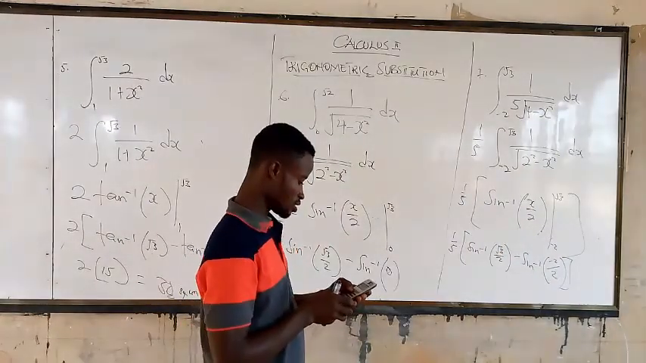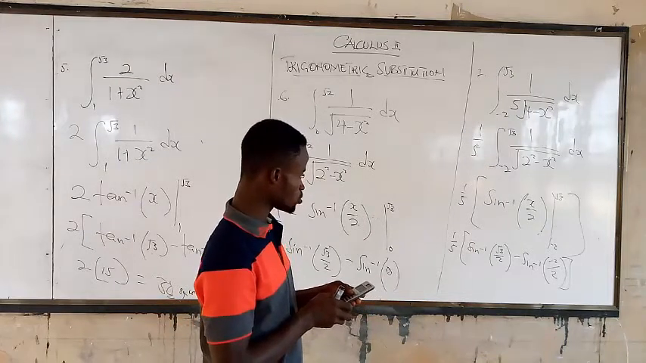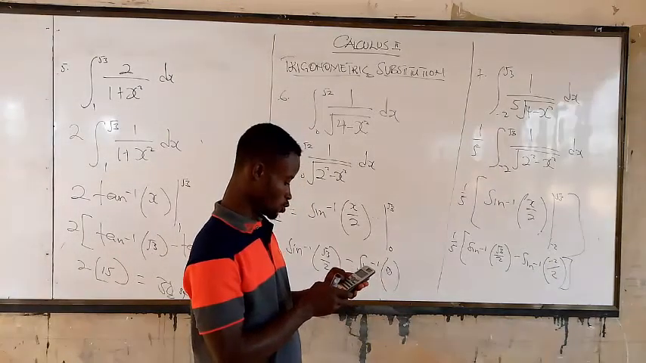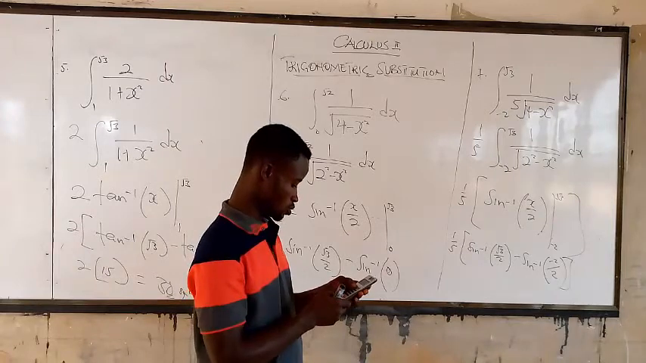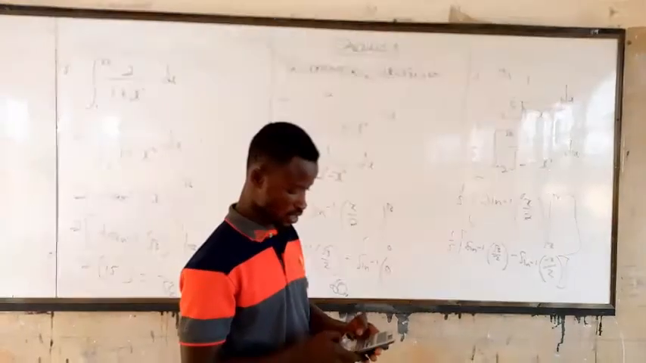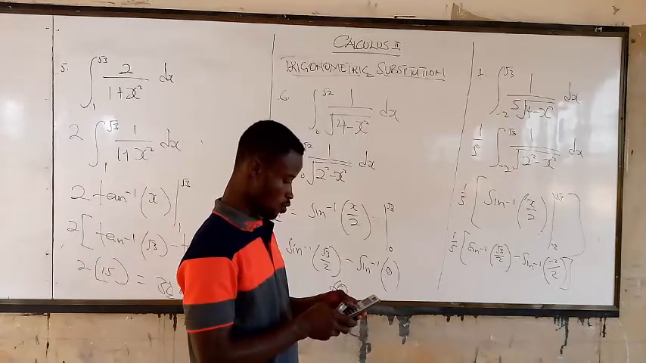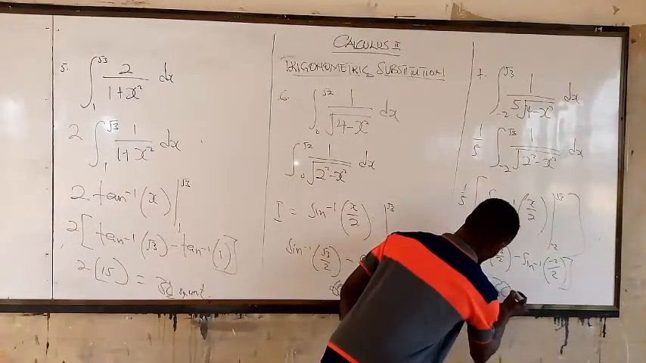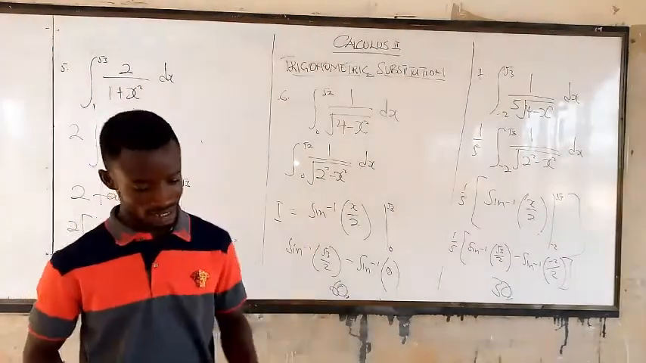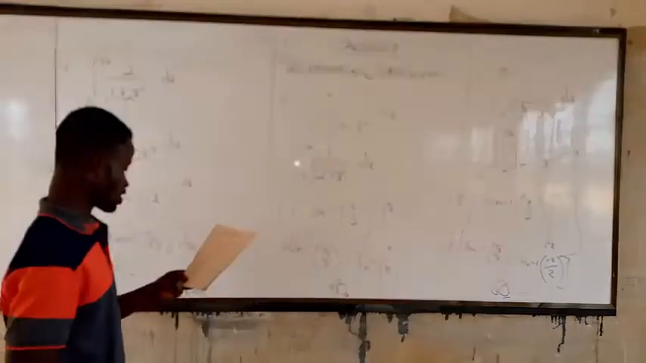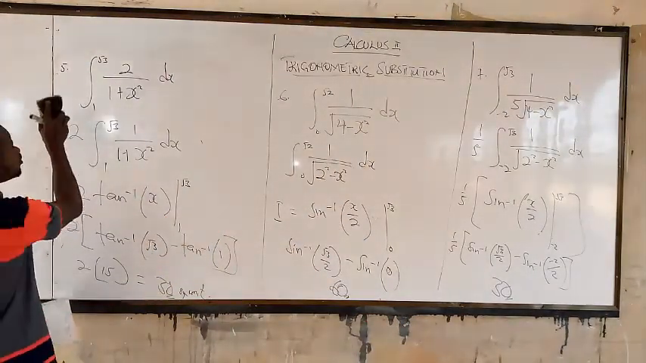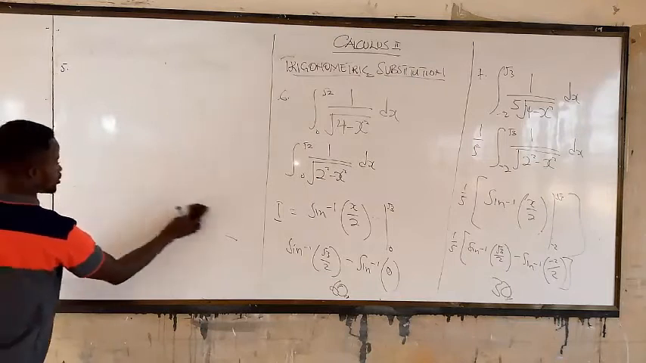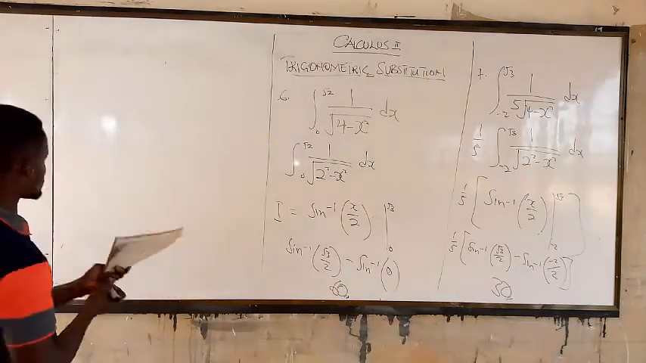And we get sine inverse of square root of 3 over 2 minus sine inverse of negative 2 over 2. We get 150. Then we multiply by 1 over 5. We get 30. So here we get 30. So that is going to be that. Alright. Let's move to our 8th example, and we'll see how that is going to be.